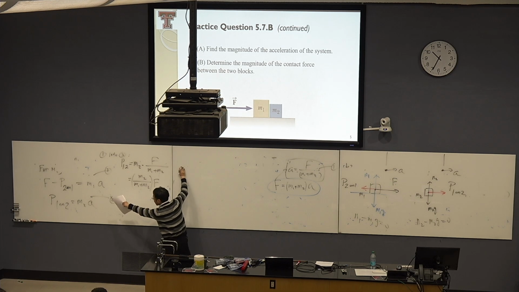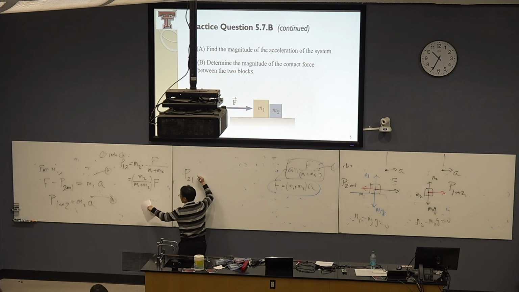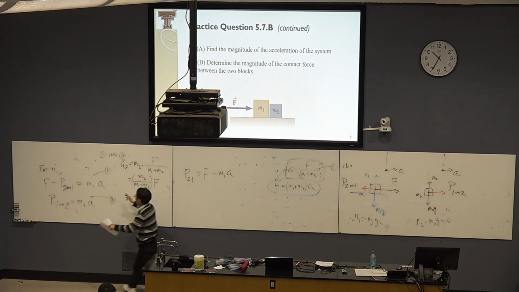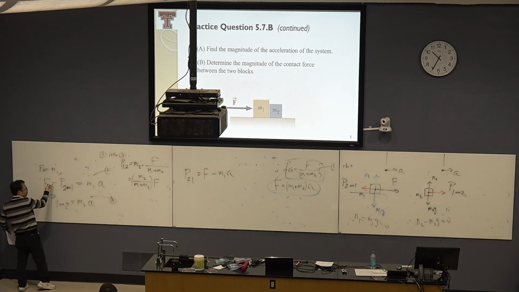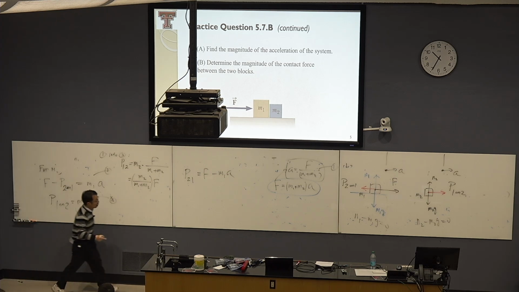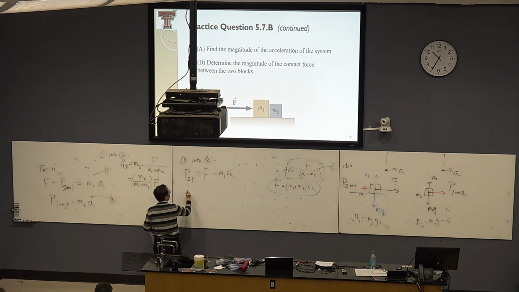So now let's look at P2 on 1. How would you get this one? P2 on 1, let's call it P2 1, should be equal to F minus M1A. Do you see that? I shift this to the left and shift this to the right, and then flip both sides of the equation, and you will see this. So now let's try to substitute A. Substitute equation 1 into equation 2, and then you will get this thing.